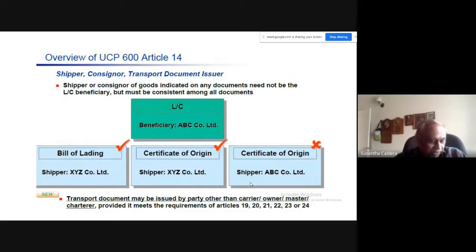Shipper, consignor and transport document issuer. Shipper or consignor of goods indicated on any documents need not be the LC beneficiary, but must be consistent among all documents. Right? Now the LC says beneficiary ABC company. Bill of lading says shipper XYZ company. No issue.